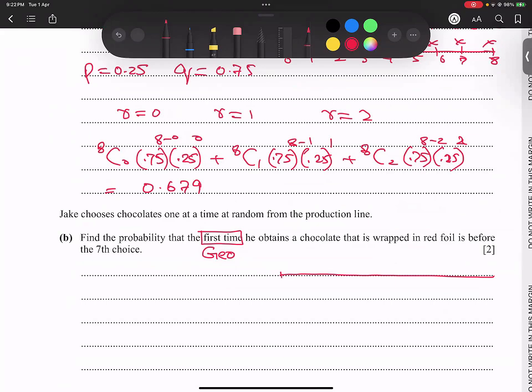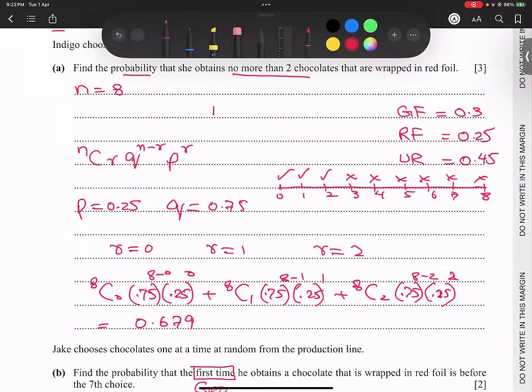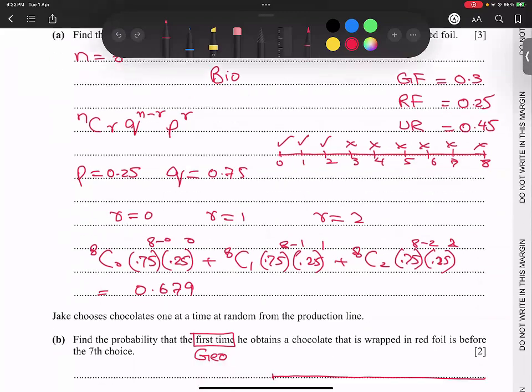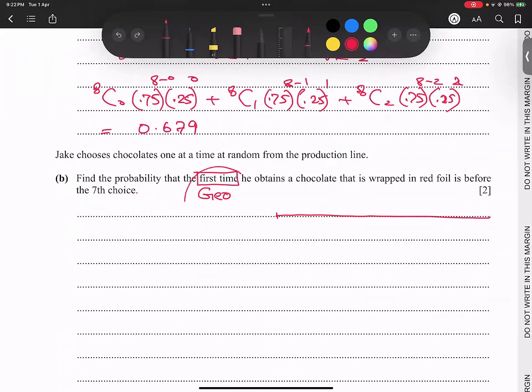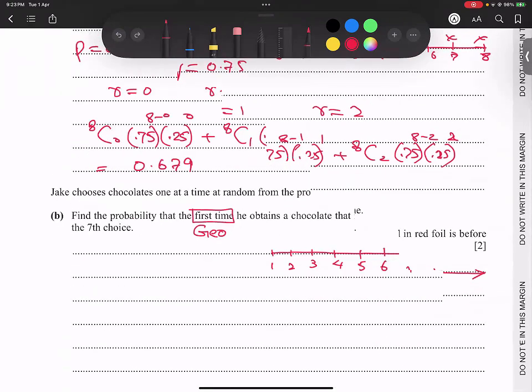For your knowledge, this is a binomial formula. Whenever we apply the binomial formula, we start from 0. But the geometric formula never starts from 0. It starts from 1: 1, 2, 3, 4, 5, 6, 7, 8 onwards. And geometric has no end value. Like in binomial we have an n value, but in geometric we have no n value.